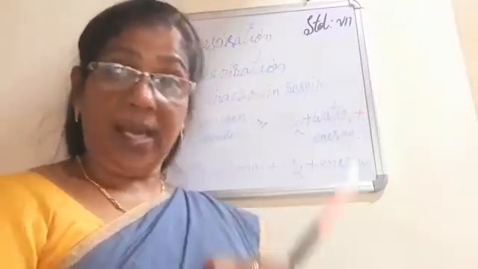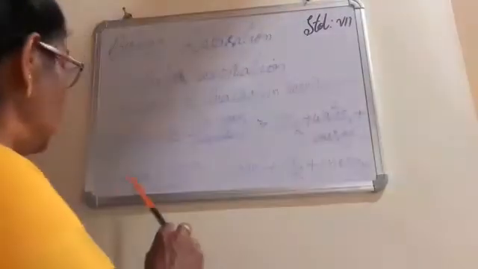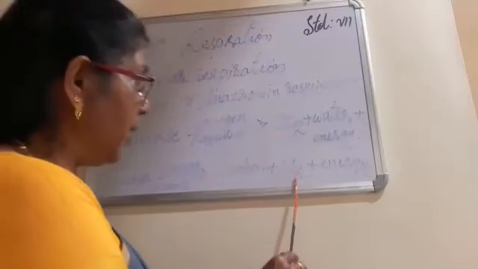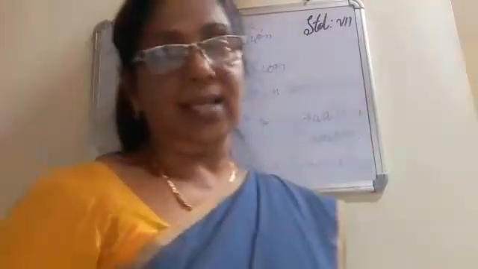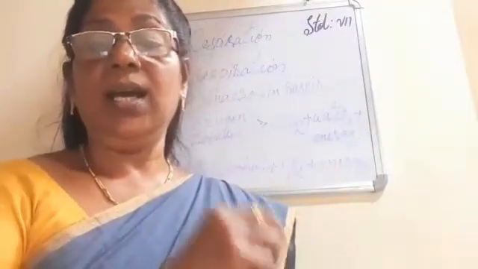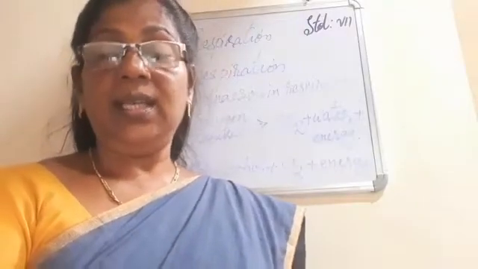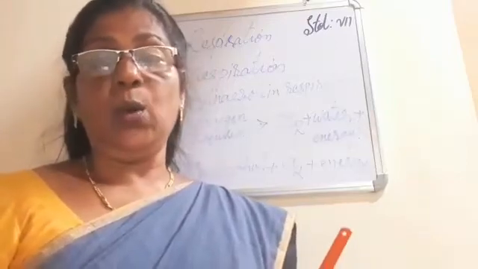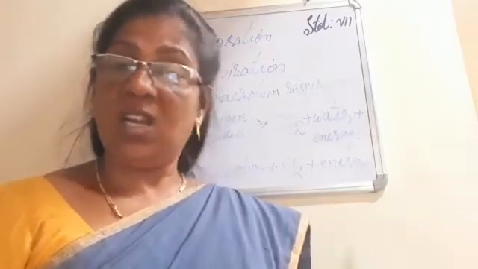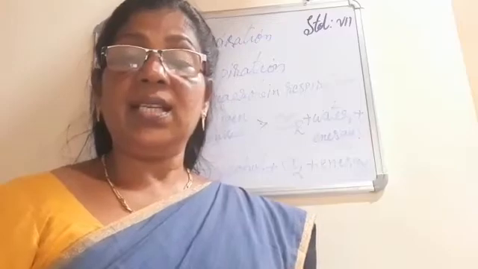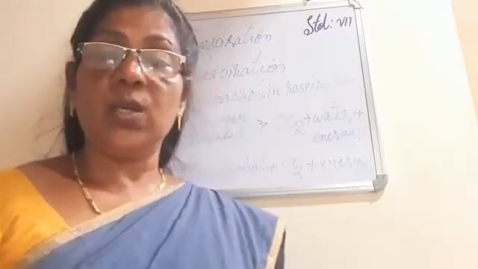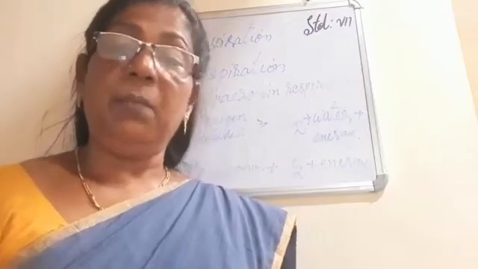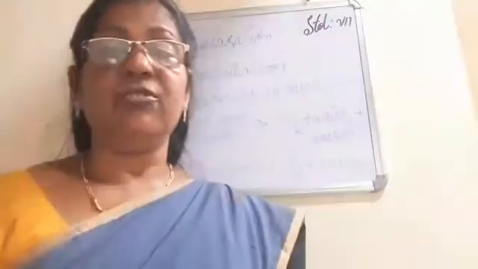While in anaerobic respiration, glucose splits up into alcohol, carbon dioxide and energy. This is called anaerobic respiration. It especially takes place in yeast during fermentation. You all might have learned about fermentation. What is fermentation? Fermentation is a process in which sugar is converted into alcohol by yeast.